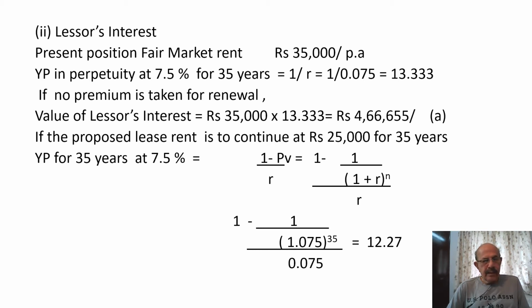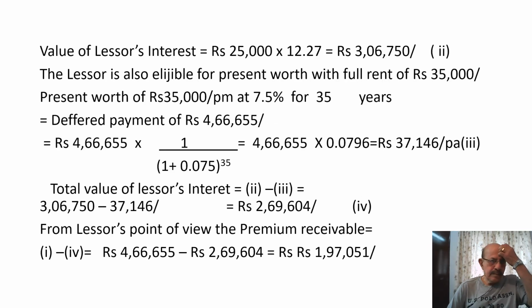That is the amount which you will receive in 35 years. What is the present value? That is 1 minus PV by R. That is equal to 1 minus 1 by 1.075 the whole raised to 35 divided by 0.075, is equal to 12.27. Value of lessor's interest is equal to 25,000 into 12.27 is equal to 3,06,750. The lessor is also eligible for the present worth with full rent of rupees 35,000.